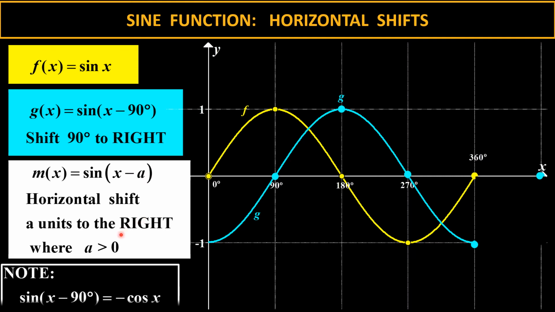Okay. Now notice also that if I take sine of x minus 90, and if I use my reduction formula here, right? Sine of x minus 90 is equal to negative cosine of x, because x minus 90 is in the fourth quadrant, right? Therefore, sine of x minus 90 is negative cosine of x.